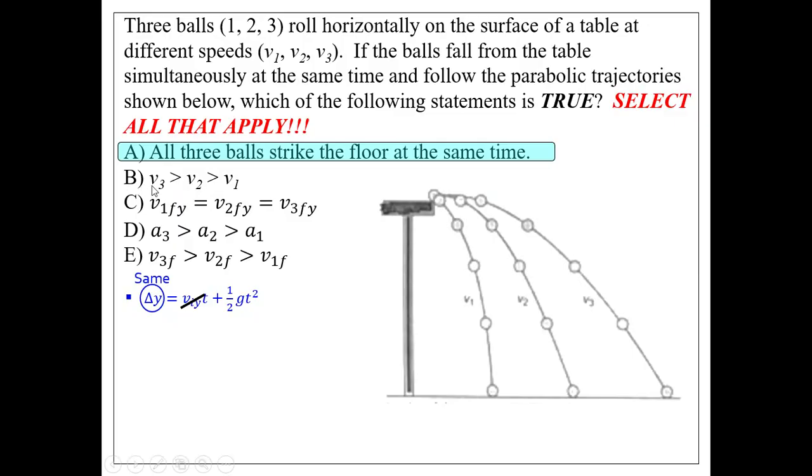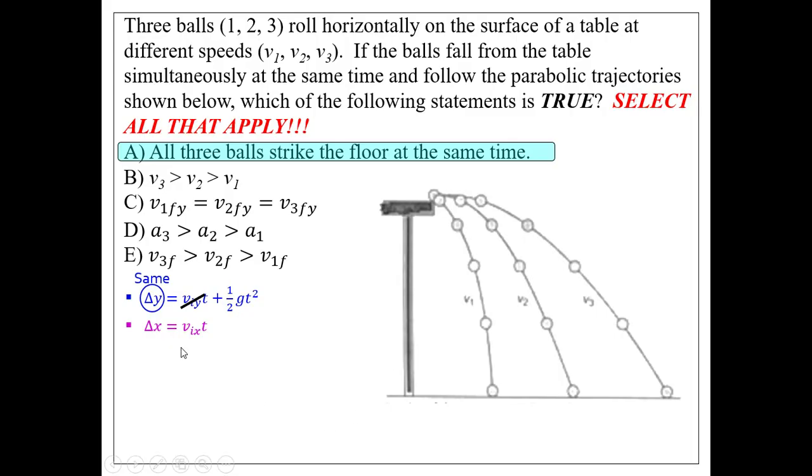Now, B, it says v3 is greater than v2, which is greater than v1. Well, how do you know if this is true? I would say just by looking at it, right? v1, v2, v3. v3 lands farther away from the base. Well, to land farther away from the base in the same amount of time, you have to be moving faster. So to me, that's an intuition thing. To cover more distance in the same time, you must be traveling faster, or you can prove it, right?